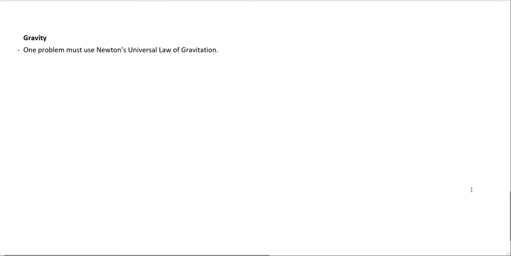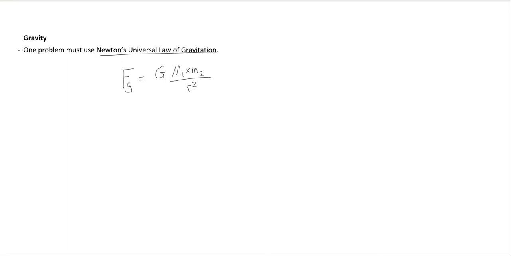Let's look at gravity now. One of our gravity conditions is that we have to make a problem using Newton's universal law of gravitation. For those of us who forgot, what was Newton's universal law of gravitation? Well, that was the force of gravity between any two objects is equal to the gravitational constant multiplied by the product of the two masses divided by the distance between their centers squared.